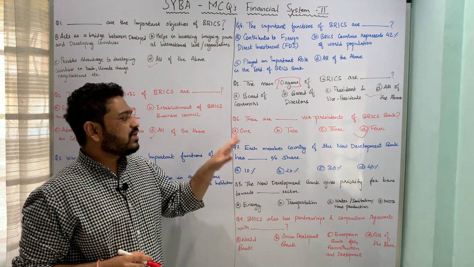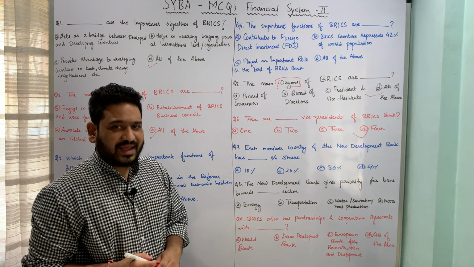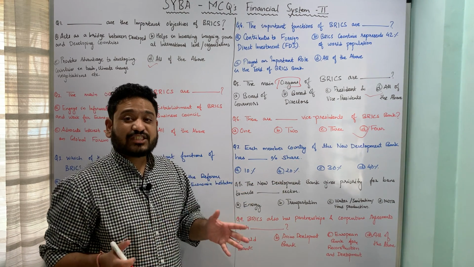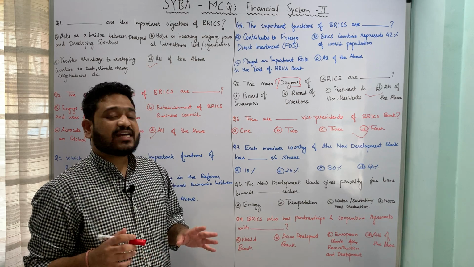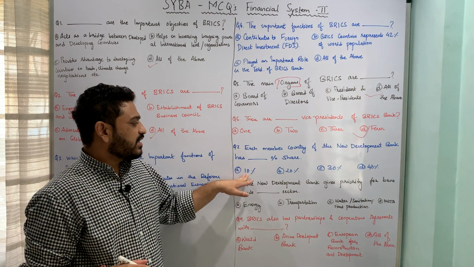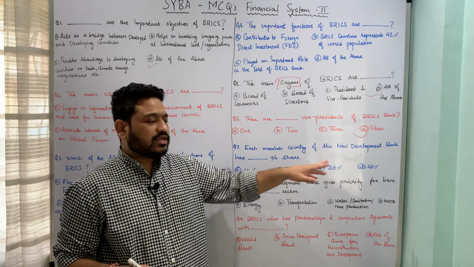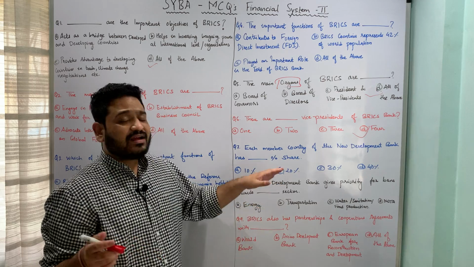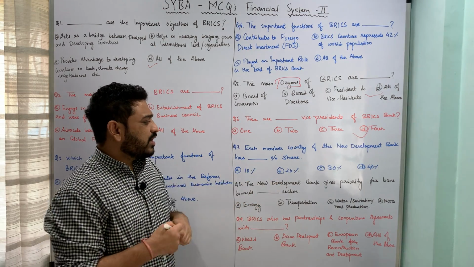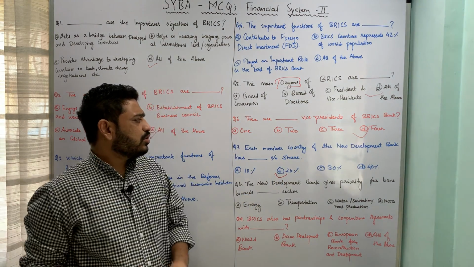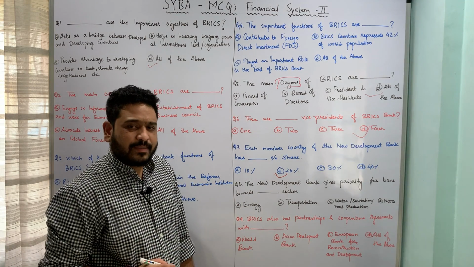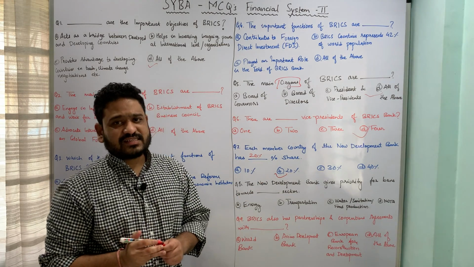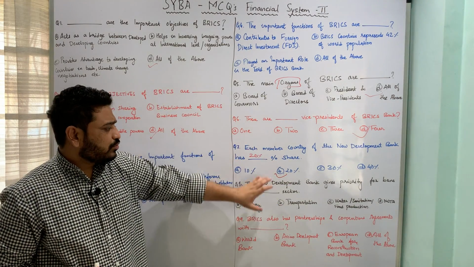Let us now move to the next one. Each member country of the New Development Bank or Brics Bank as we call it has dash percent share, and the underlying options are A, 10, B, 20, C, 30 and D, 40. So here there are 5 members, they have equal shares. That means if you divide 100 by 5, so effectively you get this number, and therefore each member country of the New Development Bank or the Brics Bank has 20% share. I hope that is pretty much clear. Let us now move to the next one.